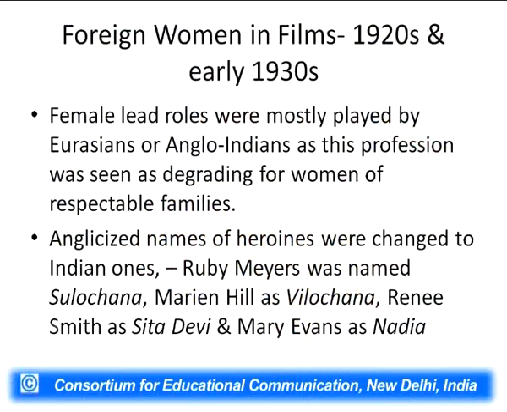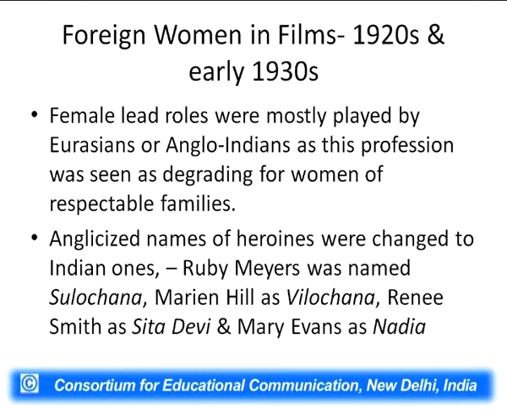Then initially what we see is that a number of foreign women were also shown in the films of the 1920s and 30s, Eurasians and Anglo-Indian women, and how they changed their names. Ruby Mayers was named Sulochana, Marion Hill as Vilochana, Rani Smith as Sita Devi, and Mary Evans as Nadia. So initially, because women from respectable families were not ready to work in the films, filmmakers had this kind of problem, how they should influence Indian women to work in the films.